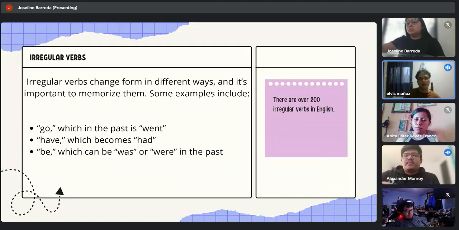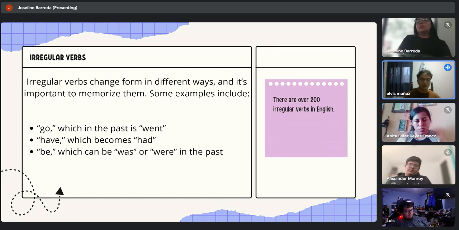Okay, there are two types of verbs in the simple past, regular and irregular. But today we will focus on regular verbs. Irregular verbs do not follow this rule. They change form in different ways, and it is important to memorize them. Some examples include go, which in the past is went, have, which becomes had, be, which can be was or were in the past. There are over 200 irregular verbs in English.